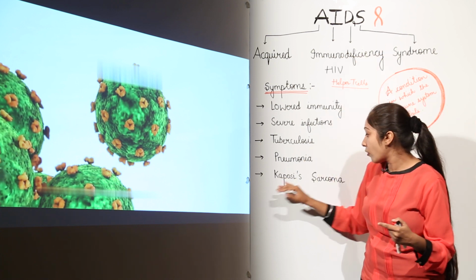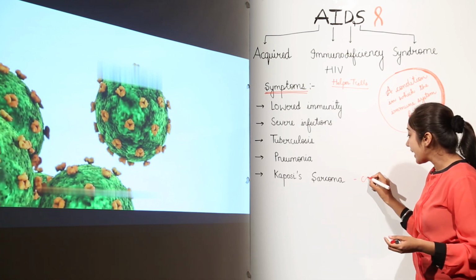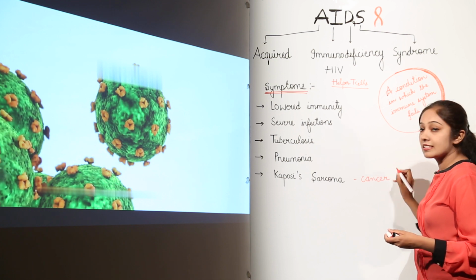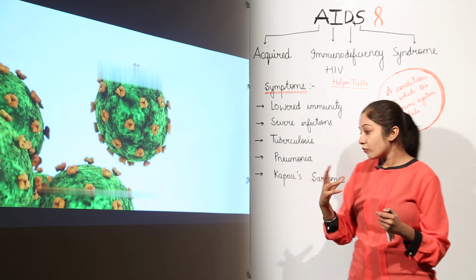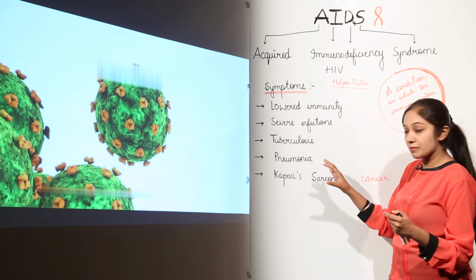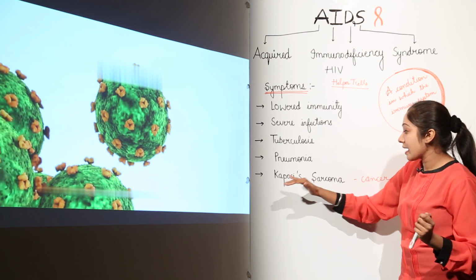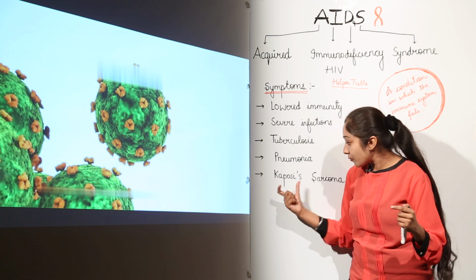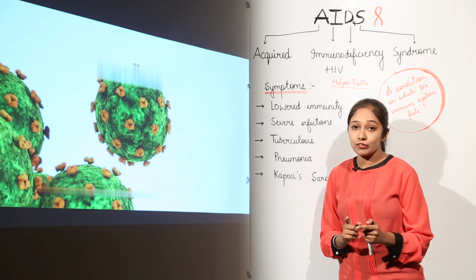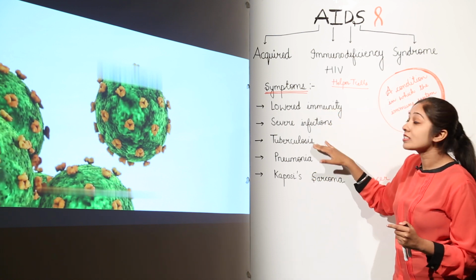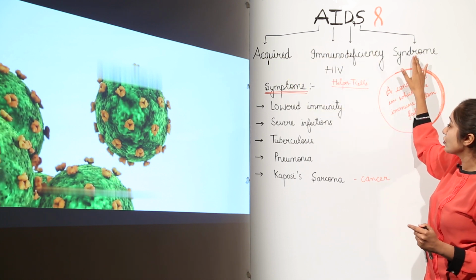Then one is Kaposi's sarcoma. Kaposi's sarcoma is actually a type of cancer. This cancer is there in the blood vessel walls of your body. And what signs do you see for this symptom? There are pinkish to reddish spots on your body due to this Kaposi's sarcoma. Remember that Kaposi's sarcoma is a type of cancer in the blood vessel walls of your body. So these are a few symptoms of AIDS, acquired immunodeficiency syndrome.